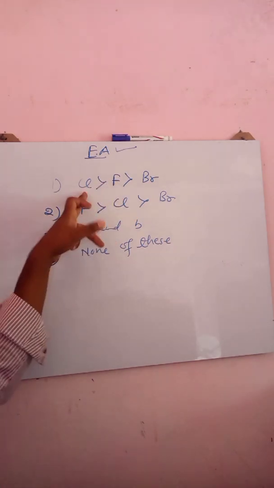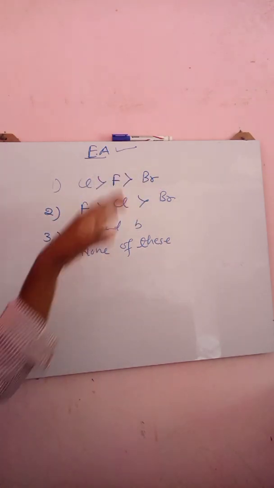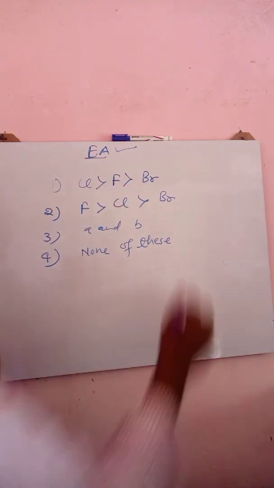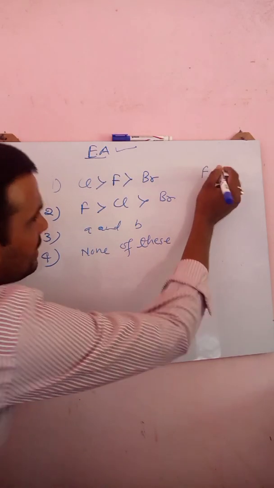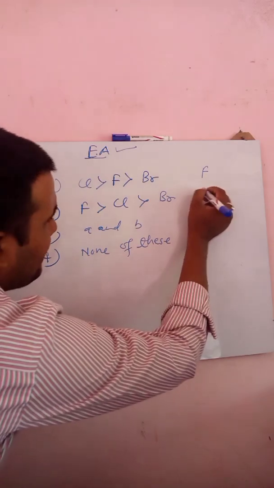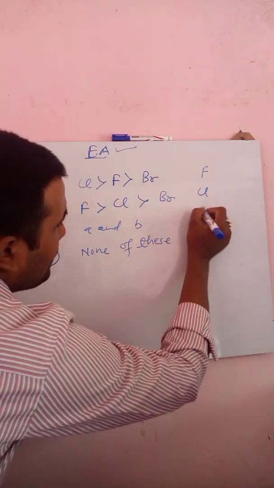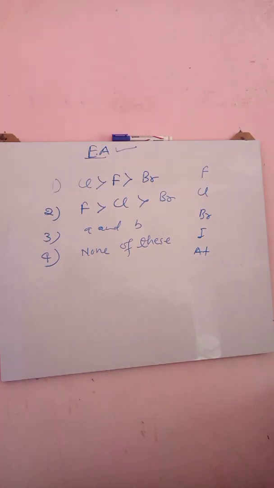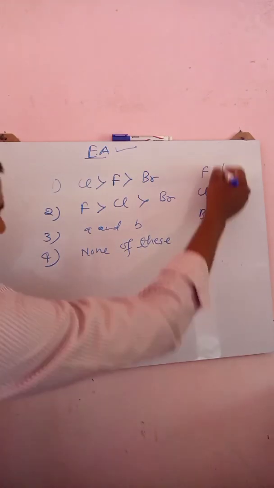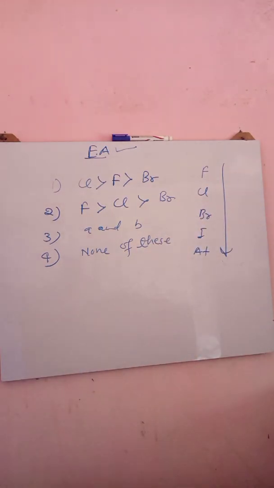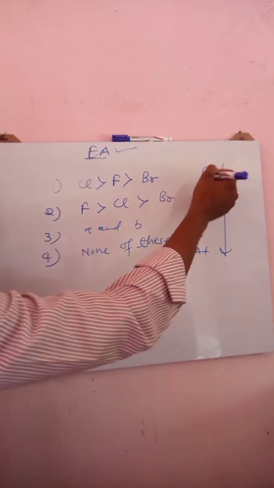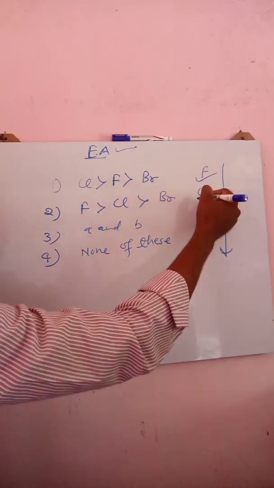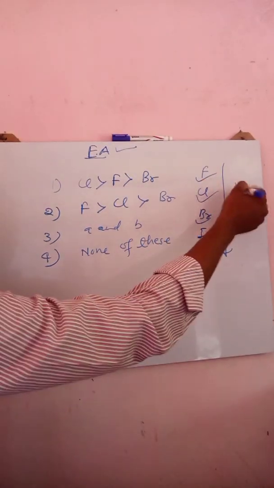Chlorine is greater than fluorine, fluorine is greater than bromine. It means we are talking about the halogen family. Let's see the position of different halogens in group number 17: fluorine, chlorine, bromine, iodine, astatine. Right? So, top to bottom, ionization enthalpy and electron affinity decrease. It means first fluorine, electron affinity of fluorine is greater than chlorine, is greater than bromine. No, it is the wrong trend.